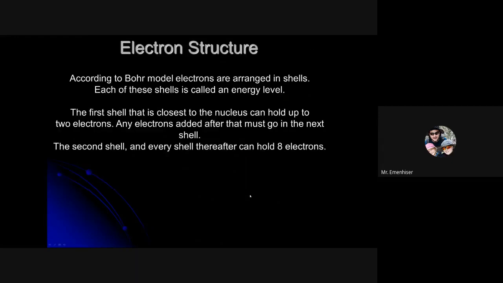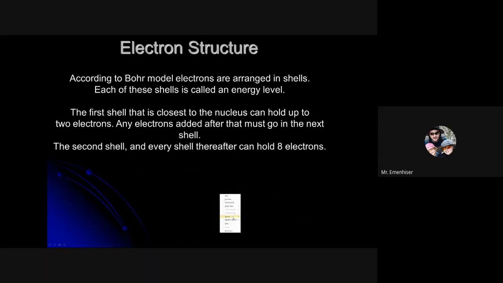Okay, almost done here, guys. So electron structure. According to the Bohr model, electrons are arranged in shells. Each of these shells is called an energy level. The first shell that is closest to the nucleus can hold up to 2 electrons. Any electrons added after that must go into the next shell. The second shell and every shell thereafter can hold 8 electrons.